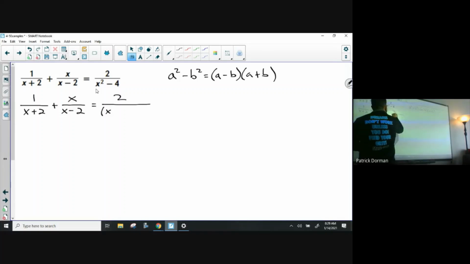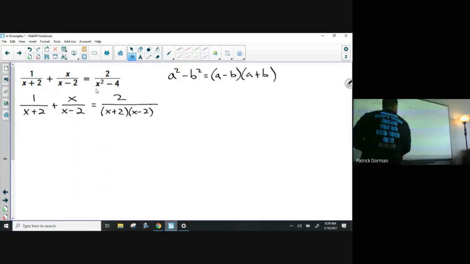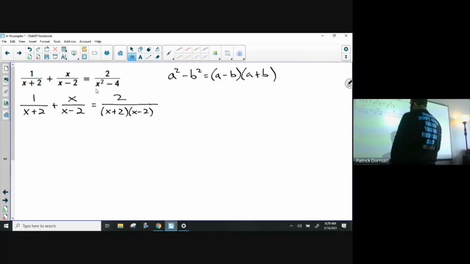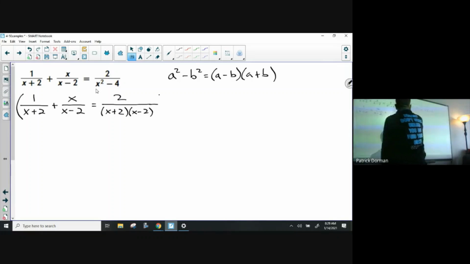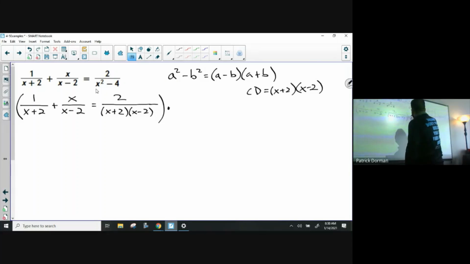And lo and behold, the factors of this expression are the same as the denominators that we have over here. You're going to see that's going to happen a lot. So that means that our common denominator is x plus 2 times x minus 2. I'm going to write it down just to be thorough. That's what we're going to be multiplying the entire equation by.